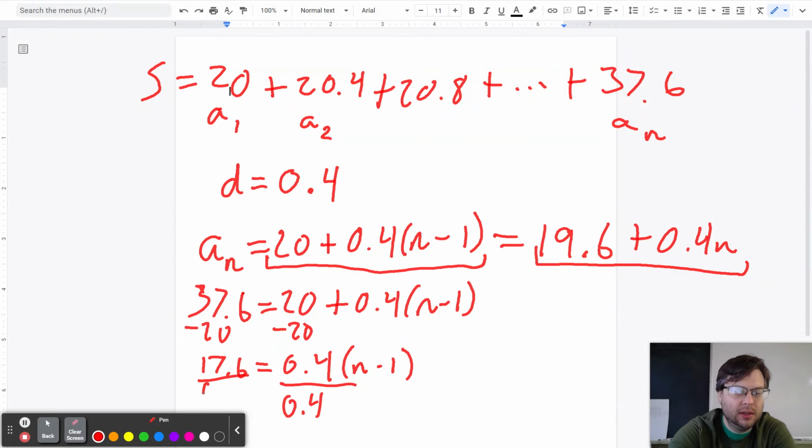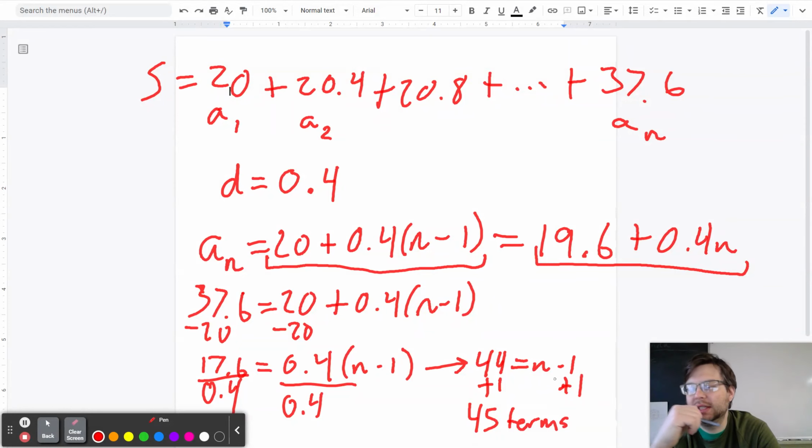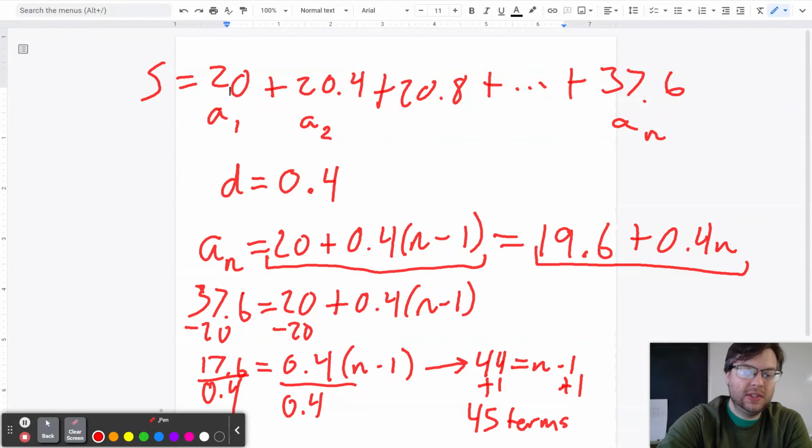Opposite of multiplying is dividing. That's going to go in there evenly. 17.6 divided by 0.4 is 44. So now I know that 44 is n minus 1. Adding 1 tells me the number of terms. There are 45 terms.